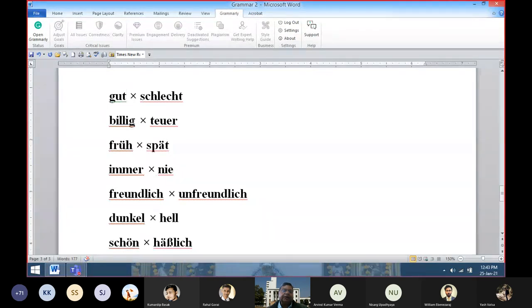Billig, and the opposite is teuer. What is the meaning of billig? Billig means cheap. Something is very cheap. And the opposite is teuer. Teuer means expensive or costly. So billig means cheap and teuer is expensive or costly.